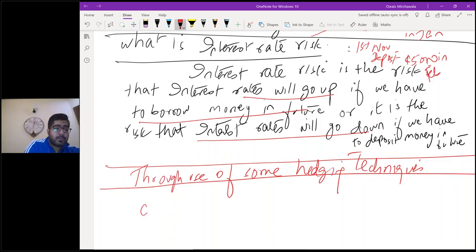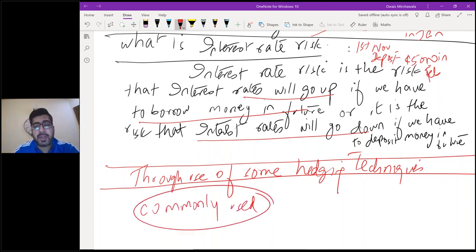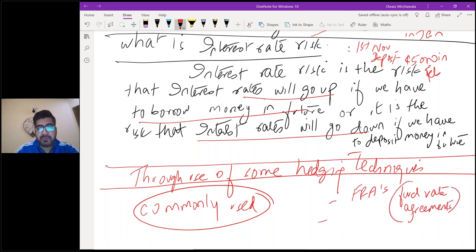And the most commonly used hedging techniques to manage interest rate risk are FRAs, forward rate agreements, interest rate futures, and interest rate options. Again, there can be other techniques, but we will be discussing the most commonly used techniques. So the most commonly used hedging techniques to manage interest rate risk are FRAs, futures, and options.